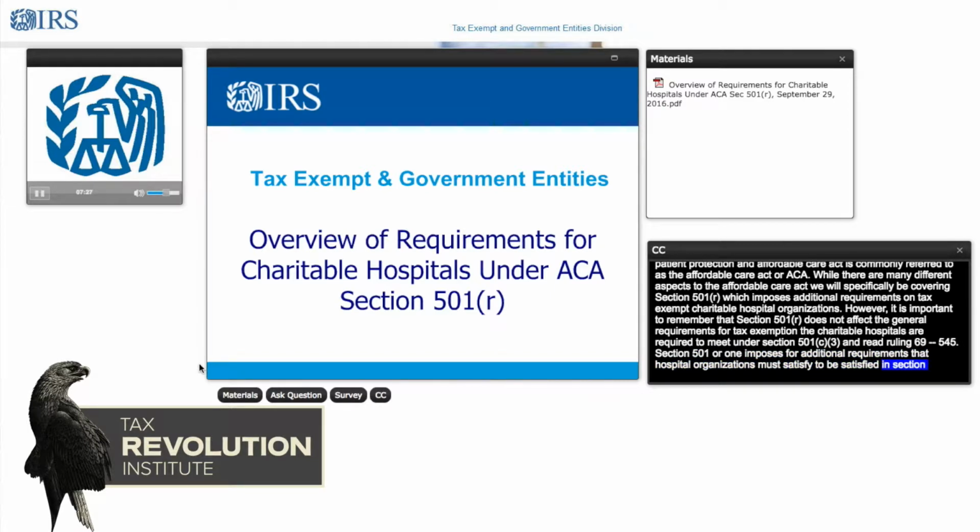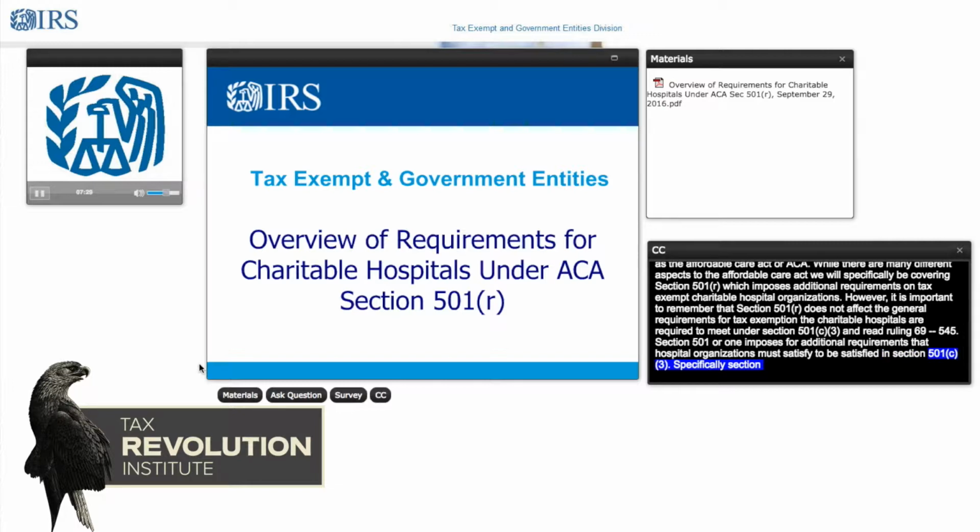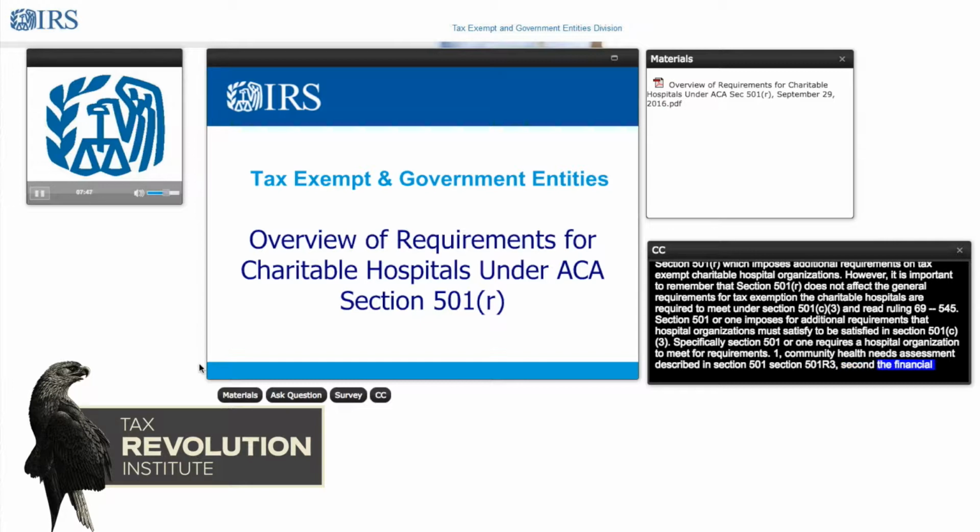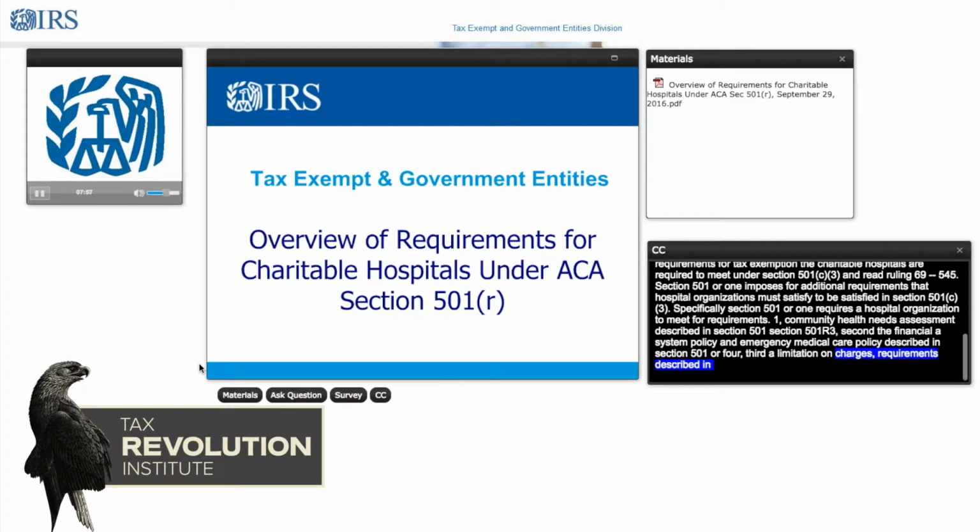Specifically, Section 501R1 requires a hospital organization to meet 4 requirements. Number 1, the Community Health Needs Assessment requirements described in Section 501R3. Second, the Financial Assistance Policy and Emergency Medical Care Policy requirements described in Section 501R4. Third, the Limitation on Charges requirements described in Section 501R5. And finally, the billing and collection requirements described in Section 501R6.